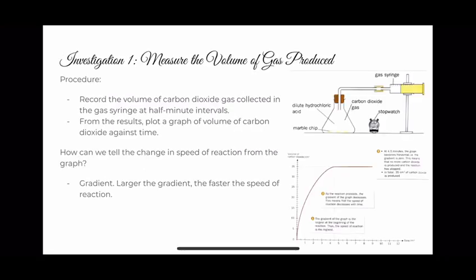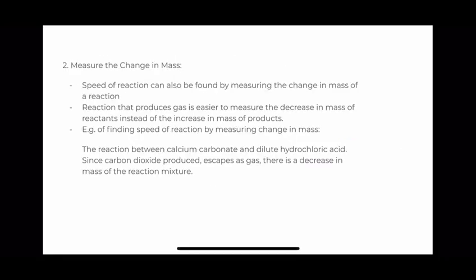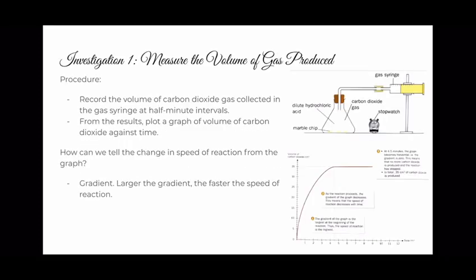Refer to the setup as shown. Firstly, record the volume of carbon dioxide gas collected in the gas syringe at half-minute intervals. From the results, plot a graph of the volume of carbon dioxide against time. The gradient of the graph indicates the speed of reaction at a particular time. Thus, the larger the gradient, the higher the speed of reaction. The graph shown here is an example of the reaction between dilute hydrochloric acid and marble chips.